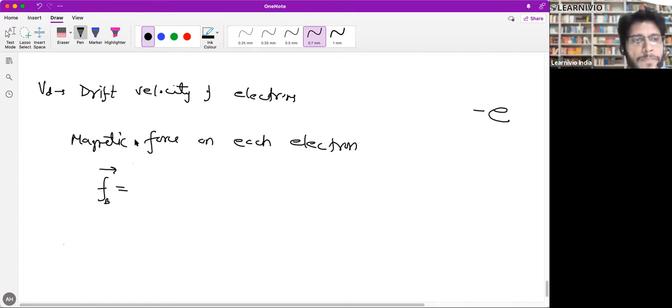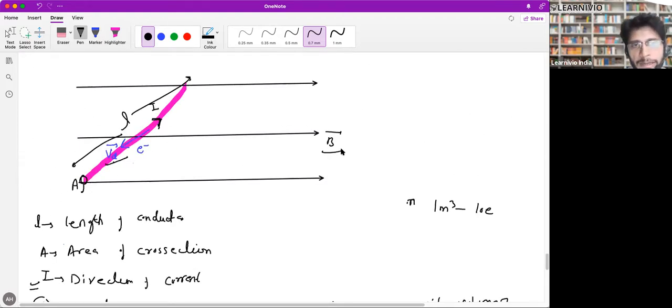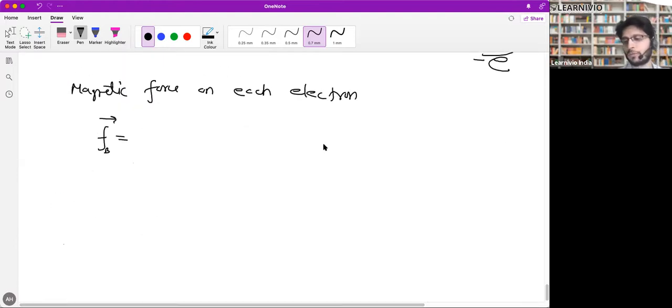Force on each electron. You know the charge on the electron, you know the drift velocity, you know the magnetic field. I'm just asking about the expression of magnetic force, nothing else. Charge of electron is minus e, drift velocity is Vd, magnetic field is B. The force is minus e Vd cross B. Very good.